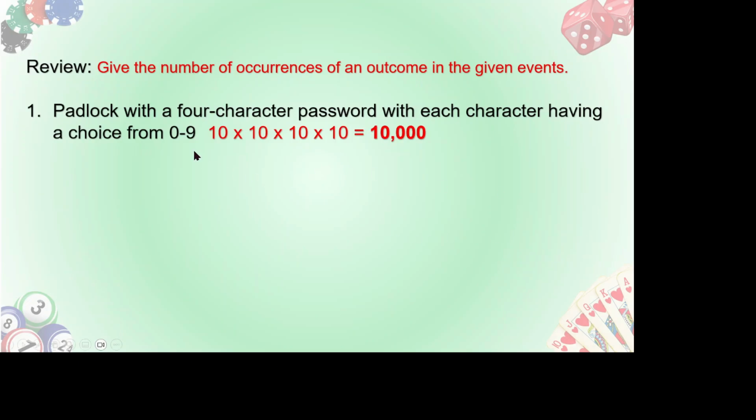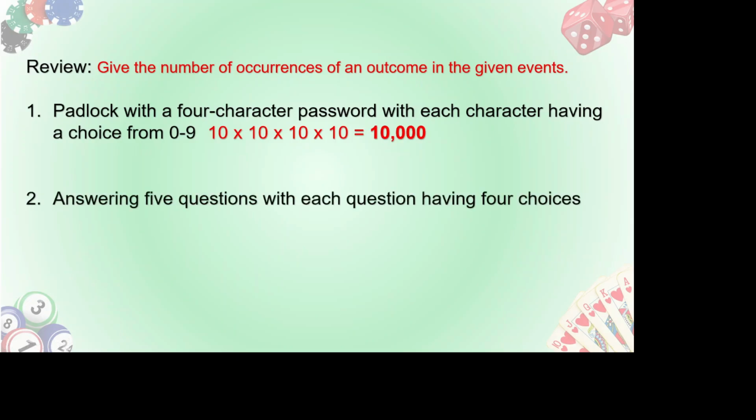Because again, if you can still remember, what we need to ask ourselves first is how many events are there? And the events here will be the characters, so there will be four. And each character will have 10 choices from 0 to 9 because 0 is included. So if we multiply the number of outcomes of the first event by the second event, by the third event, by the fourth event, we will have 10 times 10 times 10 times 10, which is equal to 10,000. Okay, very good if you got that.